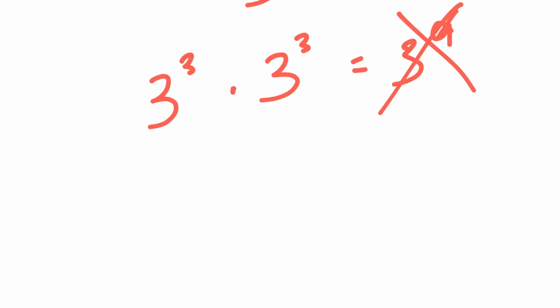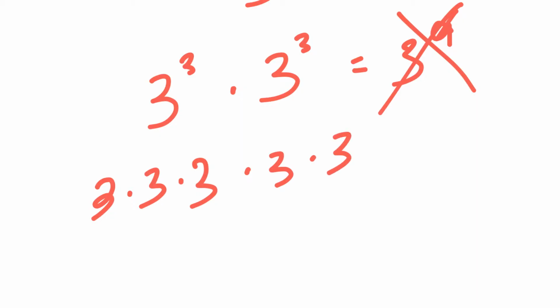Instead, what we want to do is, just like before, 3 to the third power is 3 times 3 times 3, and then we multiply that by 3 times 3 times 3 because of the other 3 to the third power. So that's the equivalent of 3 to the sixth power. Again, just as before, we add those two exponents together instead of multiplying them or something else.